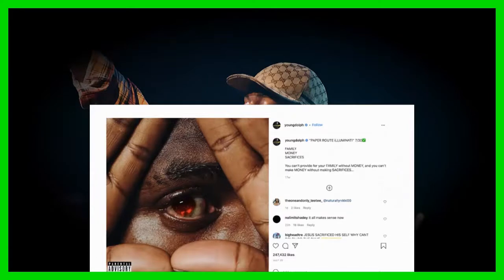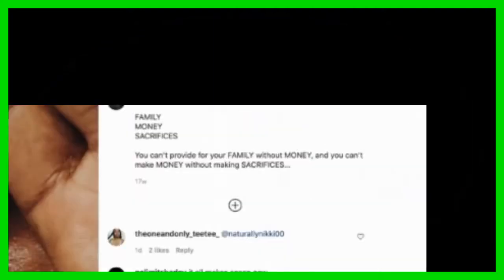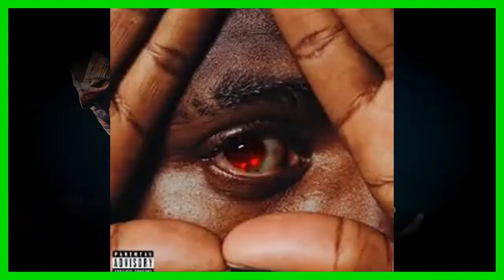Now, another interesting thing about this pic is, when it comes to family or anything, you gotta make sacrifices. And sacrifices go hand in hand with ritual. Or shall I say, rituals go hand in hand with sacrifice. Because all sacrifices aren't rituals, but in all rituals, there's a sacrifice. Okay, y'all with me? So, Young Dolph poses his hands in the form of a pyramid.